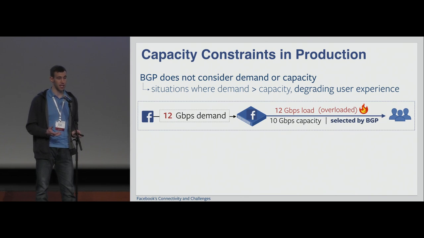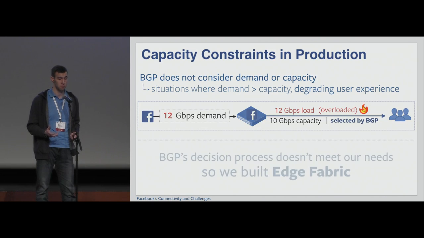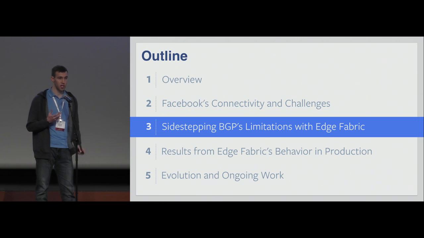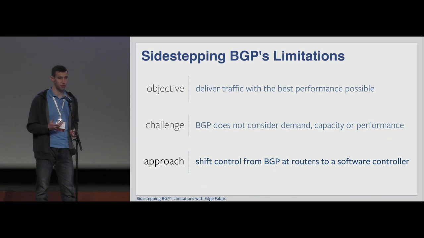So going back, again, BGP doesn't consider demand or capacity, and as a result, in these situations where demand exceeds capacity, we're going to end up with packet loss and degraded user experience. BGP's decision process in general doesn't meet our needs. We don't want degraded user experience, and that's why we built Edge Fabric. So next I'm going to talk about how we sidestep BGP's limitations by using Edge Fabric. And stepping back, that again involves shifting control from BGP at routers at the edge of our network to a software controller.